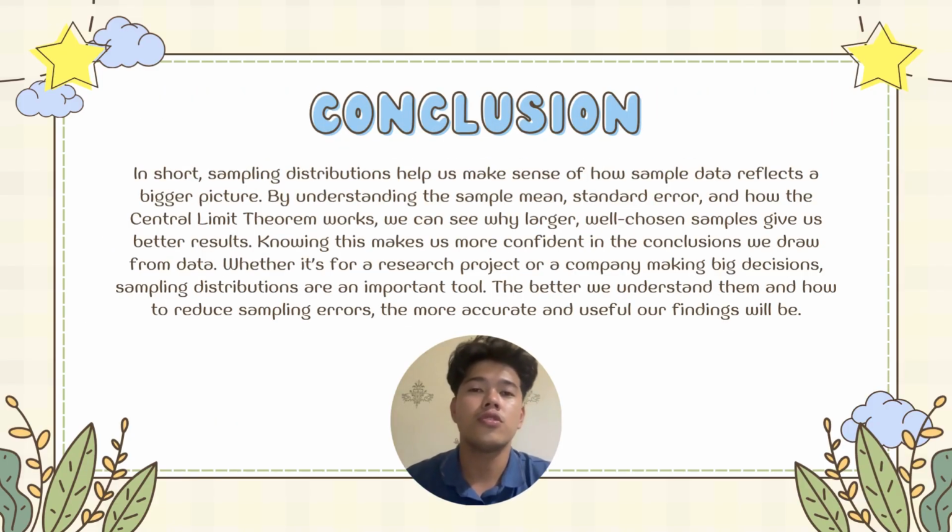For the conclusion, in short, sampling distributions help us make sense of how sample data reflect the bigger picture. By understanding sample means, standard error, and how the central limit theorem works, we can see why larger, well-chosen samples give us better results. Knowing this makes us more confident in the conclusions we draw from data, whether it's for a research project or a company making big decisions. Sampling distributions are an important tool. The better we understand them and how to reduce sampling errors, the more accurate and useful our findings will be.